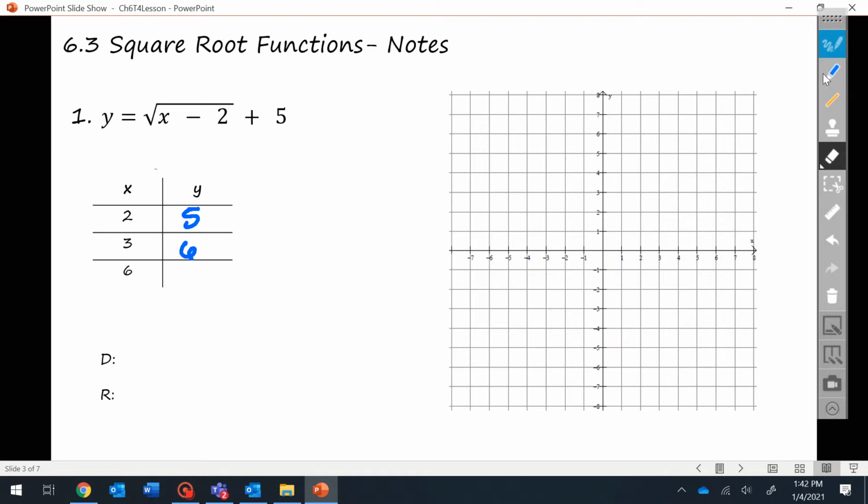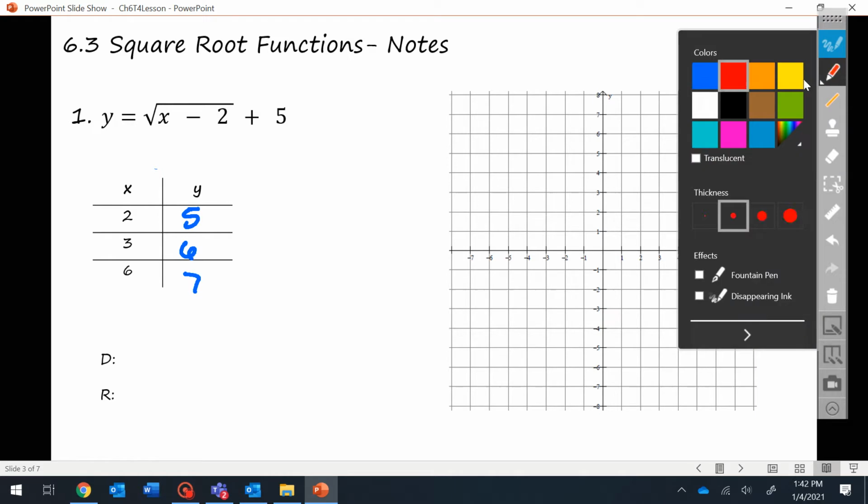And then we'll plug in 6. So we get the square root of 6 minus 2, which is 4, plus 5. And the square root of 4 is 2, so we get 2 plus 5, which is 7. Alright, so let's take a look at what this looks like.